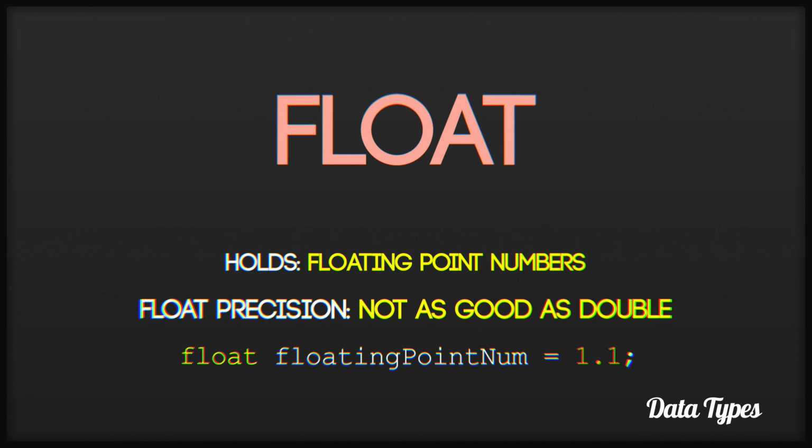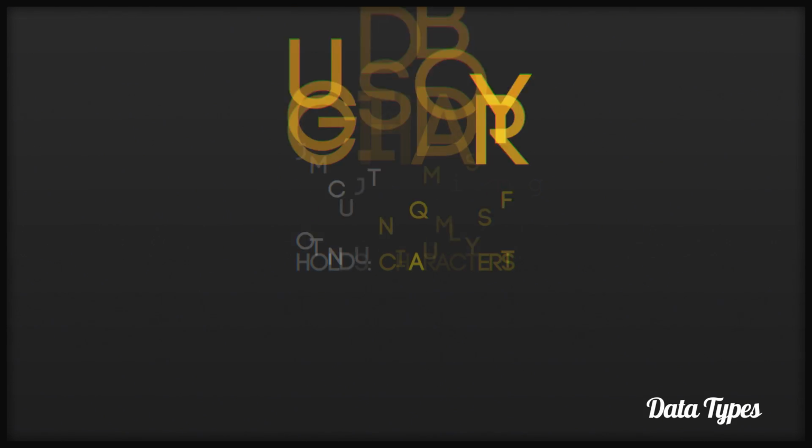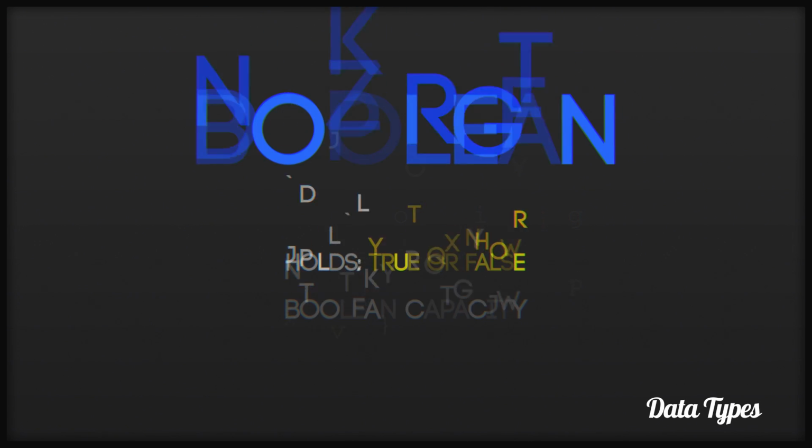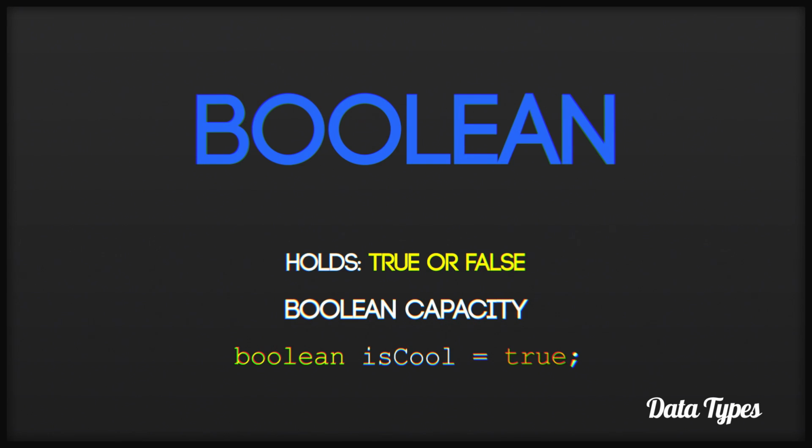Moving on, let's say that you don't need to store a number in a variable, but maybe just one character. To do this, you'd use a char and surround it in single quotes like this. If you need to store a true or false value, you'd use the boolean data type. You can set a boolean variable equal to either true or false.